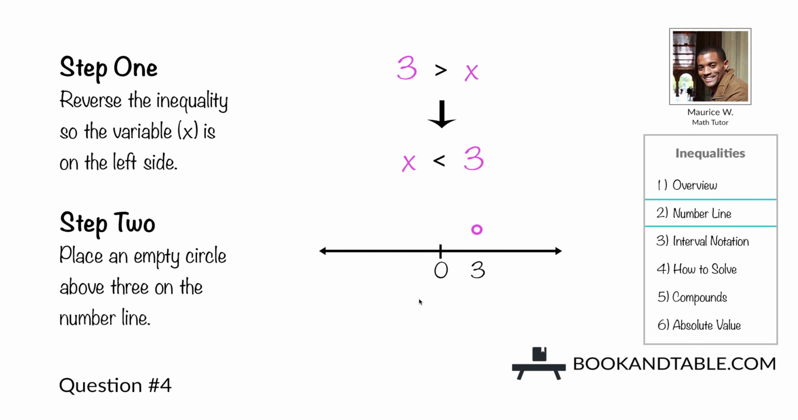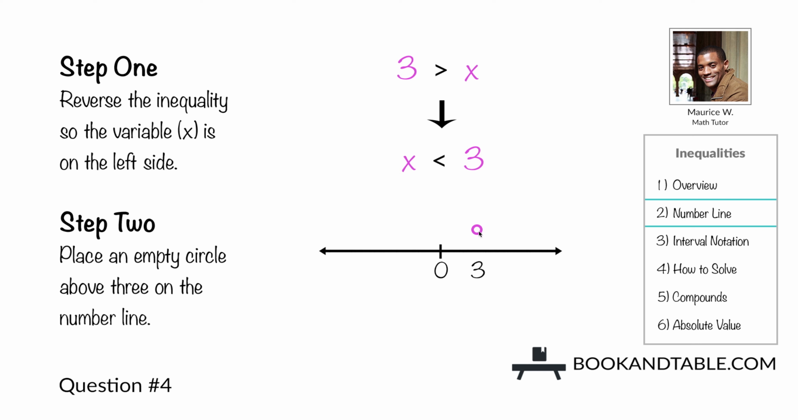Then lastly, question number 4. This one was written with our numerical value on the left side and our variable on the right side. So step 1, we want to reverse how this is written. If we take a look, this is the same as x is less than 3. The closed side is on the side of x. So if we reverse it, and we move x to this side and 3 to this side, which means we also have to reverse the symbol, we wind up with x is less than 3.